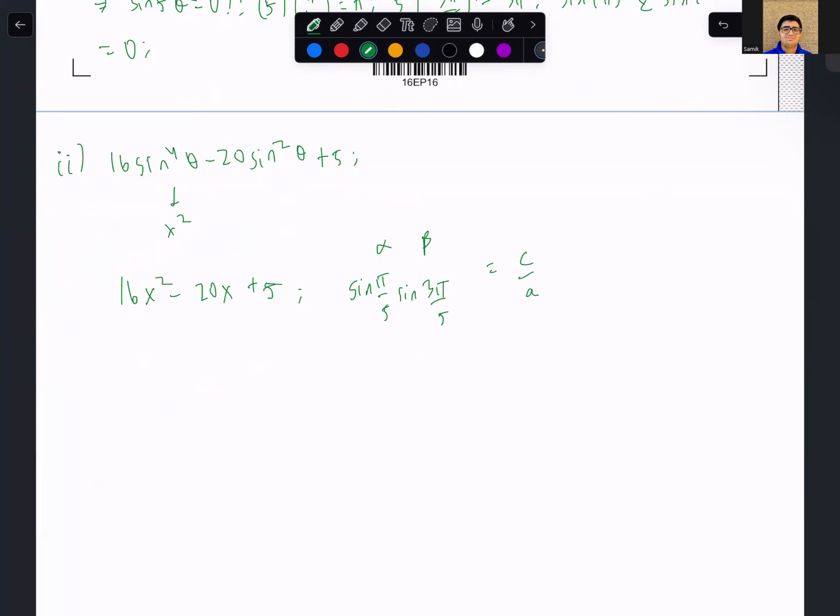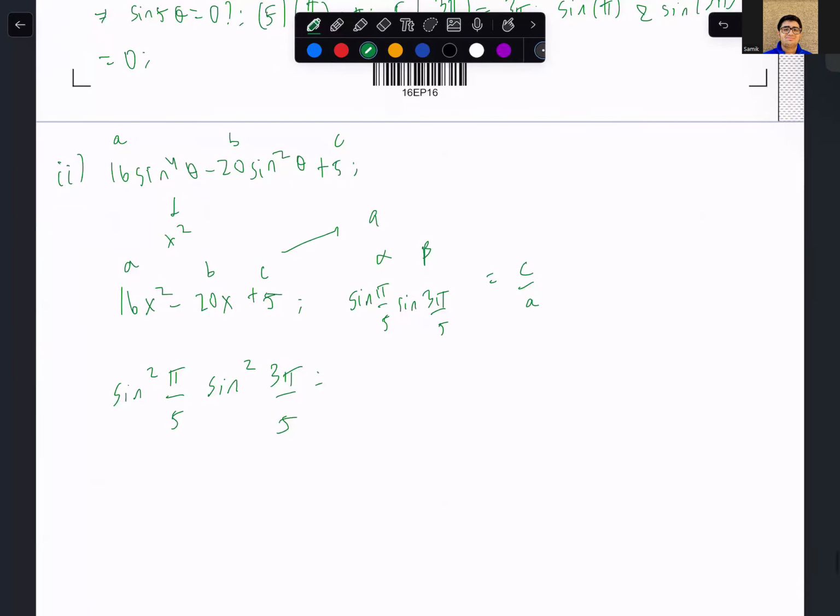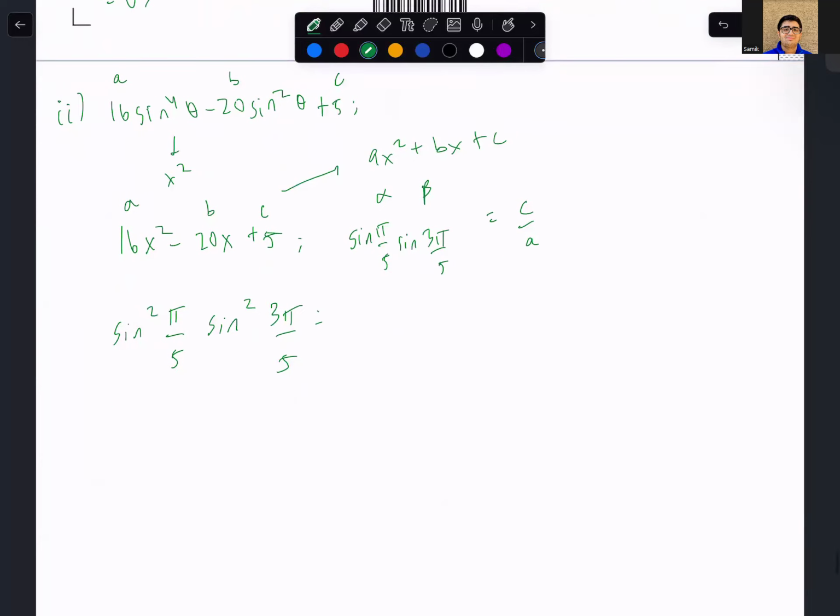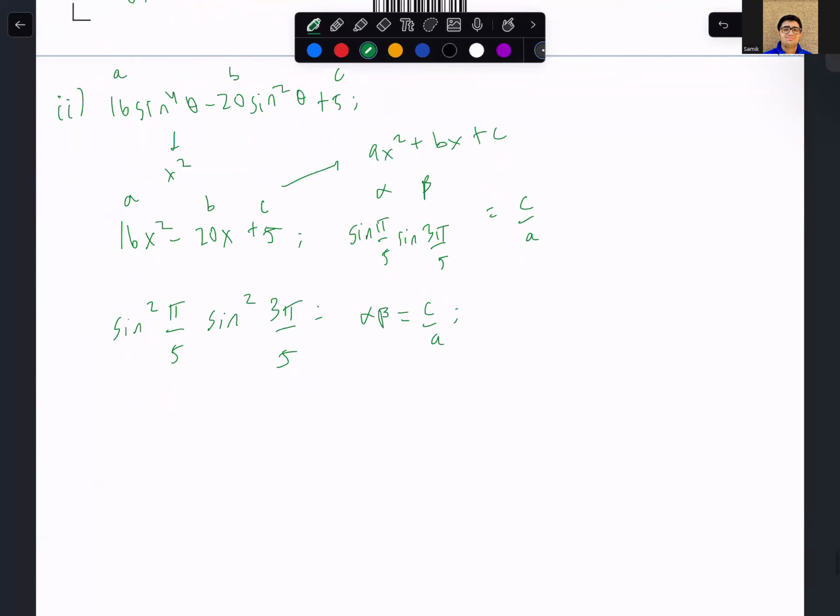Our product of roots will be sine squared pi over 5 into sine squared 3 pi over 5 in this case. And we know that these two are the roots, so we can just use our equation. So this is a, b, c, from standard form ax squared plus bx plus c. Alpha beta equals c over a, the product of roots. So alpha beta in our case is equal to 5 over 16, right?